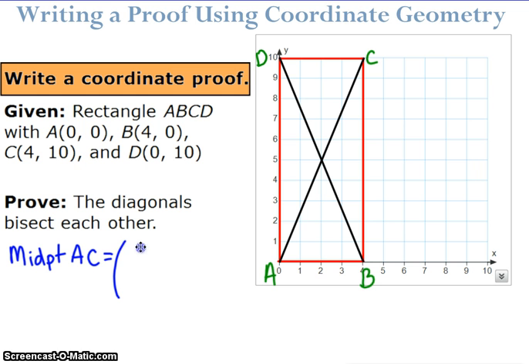Okay, so we add our x values. A has an x value of 0, C has an x value of 4, so 0 plus 4 over 2. Y values are 0 and 10. So the midpoint of AC is 2, 5.